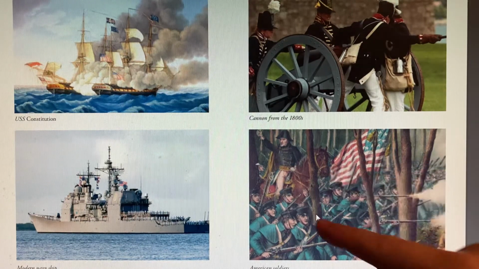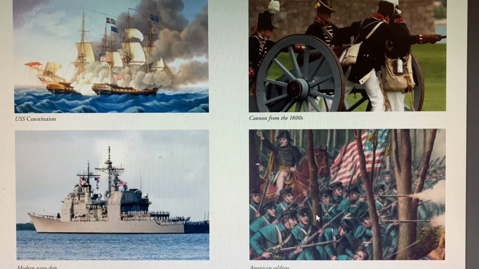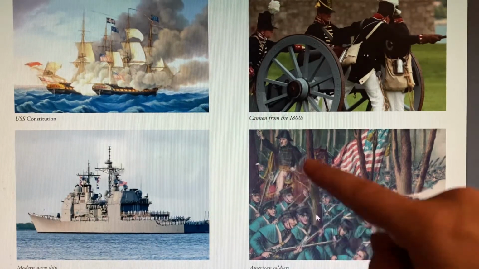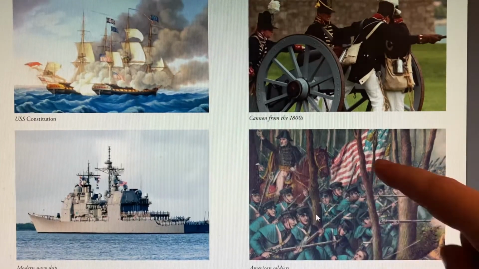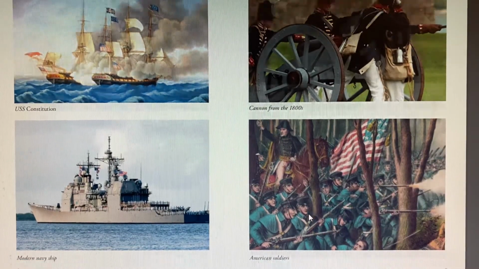And then American soldiers, back then, they used muskets, the guns that they have there, fired one shot at a time, not like the guns that we have now. And then you can see their general, their leaders up on the horse. And we've got an American flag flying.